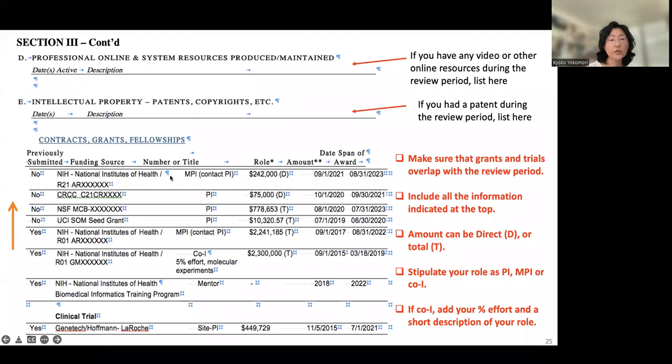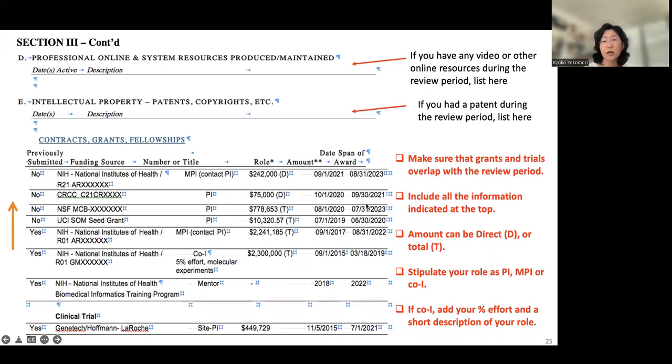And a funding source, funding number or title. And then it's important that you show what your role is. So in order to show independence and leadership on the project, it's nice to show that you're a PI or MPI. You can have a bunch of grants as a co-investigator, which is okay, but it's always nice to have some extramural funding with you as a principal investigator. If you're a co-investigator, then you want to stipulate the percentage effort. And the amount, you can put either direct or total. You can stipulate that by D or T.